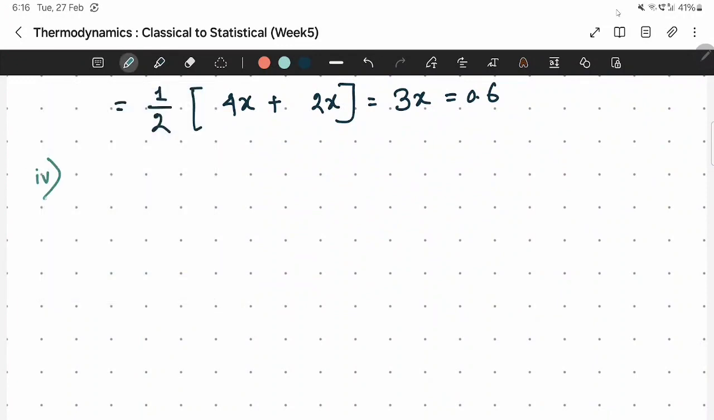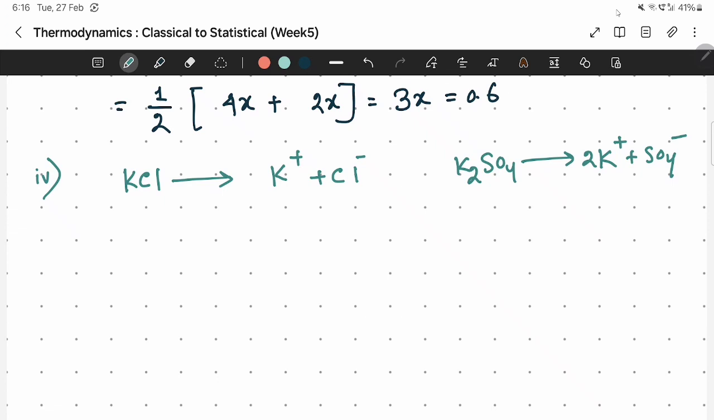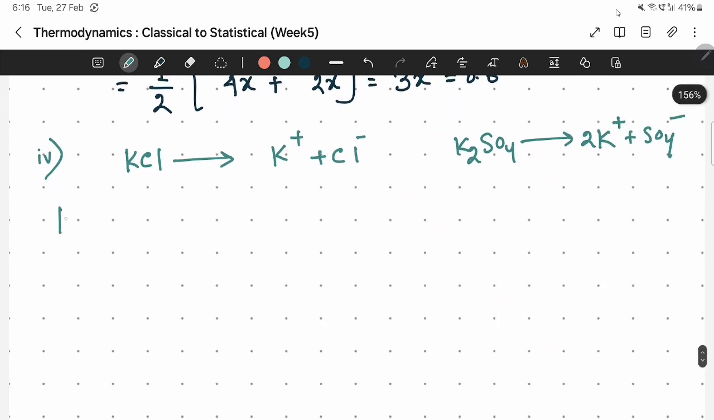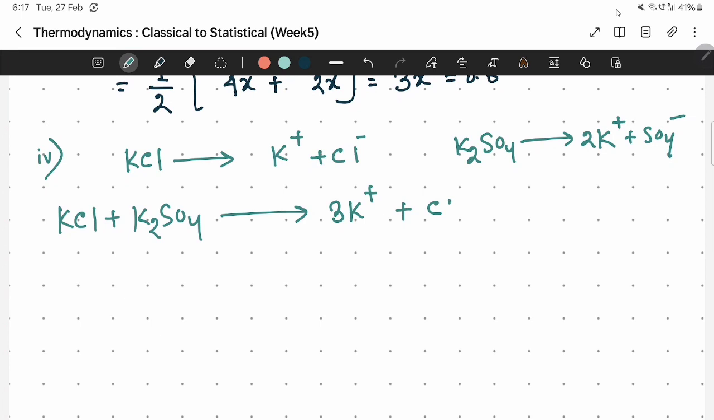Now the last one. Okay, it's important. The given solution is 0.1 molar in KCl and 0.2 molar in K2SO4. So there are two salts dissolved. The first one generates K plus and Cl minus, and the second one also generates K plus, but the anion is different, SO4 2 minus. So eventually from KCl plus K2SO4 we have 3 K plus, 1 Cl minus and 1 SO4 2 minus.